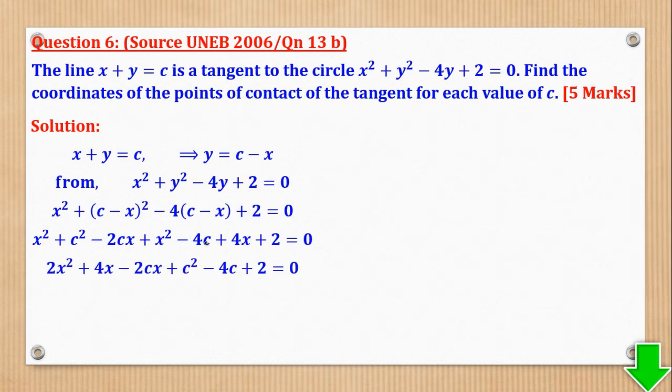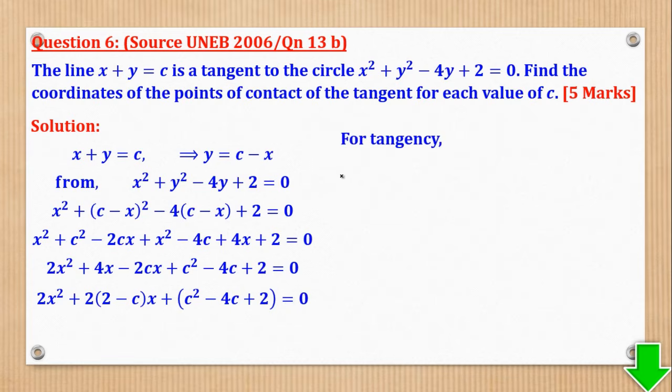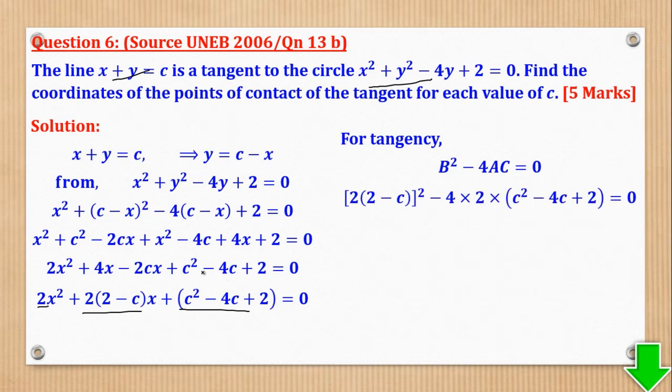Then next is to collect like terms, x squared alone, x alone, and constants alone. So I have that. Therefore, for tangency, for this line to be a tangent to this circle, the discriminant must be equal to 0. So come and substitute b is this, c is this, and a is that. So substitute for b and c. Then simplify. So this 2 squared and this 4 can cancel, so we remain with 2 minus 6 squared, and here it remains with the 2 and this one.